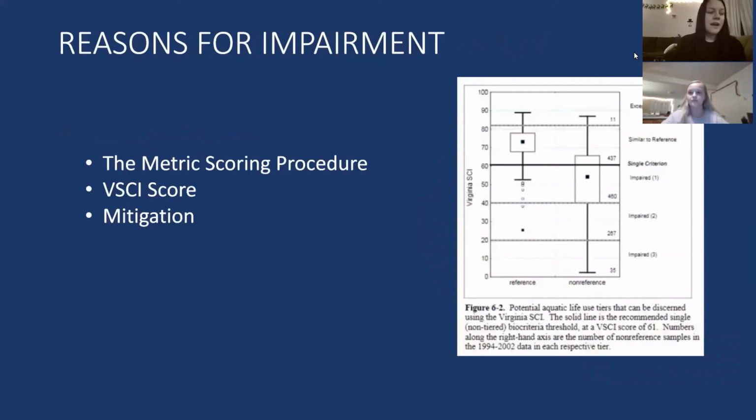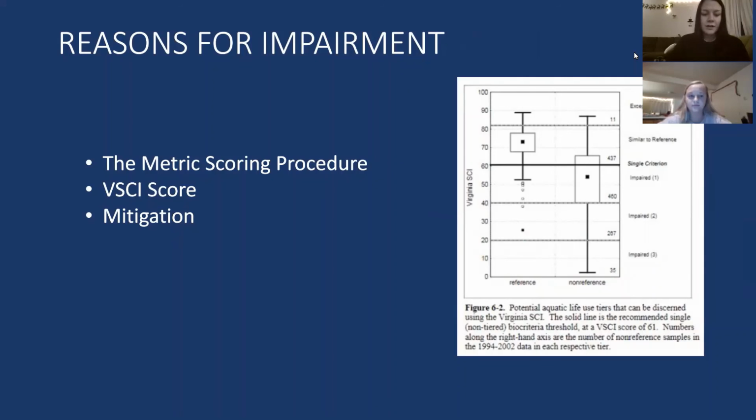So the last thing we looked at were the reasons for impairment. The metric scoring procedure compares each monitored site to a single reference site, and those are used to determine the water quality rating for the monitored sites in one of 4 categories, which would be non-impaired, slightly impaired, moderately impaired, and severely impaired. Ratings based on monitoring are used in several state programs, including the Clean Water Act and the 305(b) report.